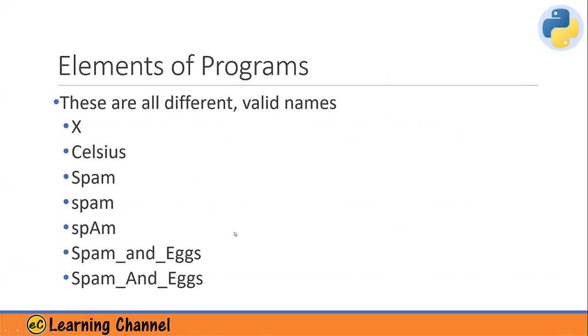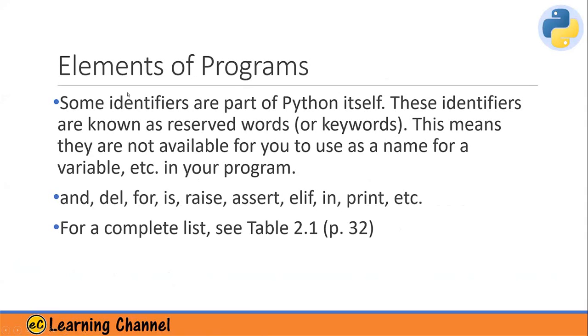Some identifiers are part of Python itself. These words are called reserved words, for example and, del, for, is, raise. These are reserved words, so you cannot use them. Some of them you can redefine, but these you cannot redefine.